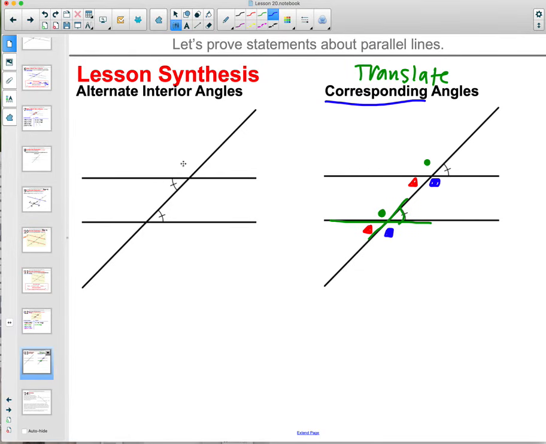Alternate interior is when you rotate the line around. Okay, so when you rotate it around, the one it lands on. So alternate means on the opposite side of this transversal. Okay, so this line right here is called a transversal.